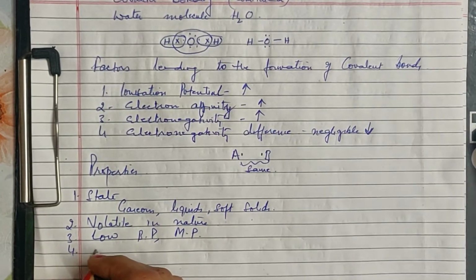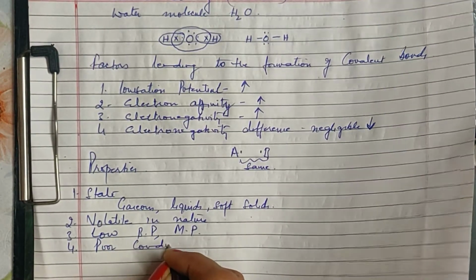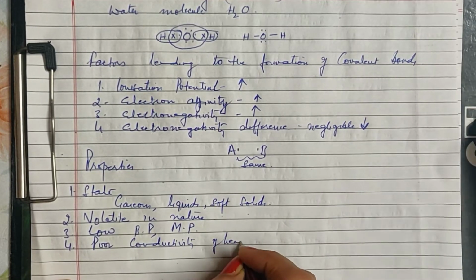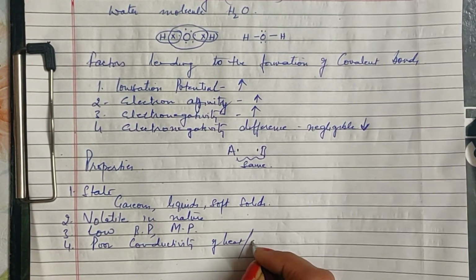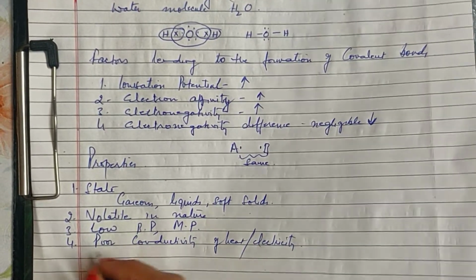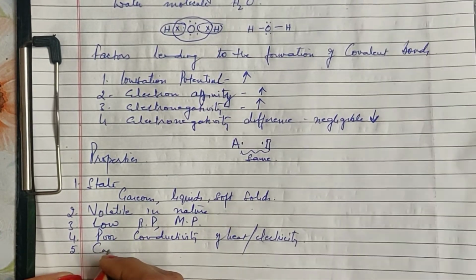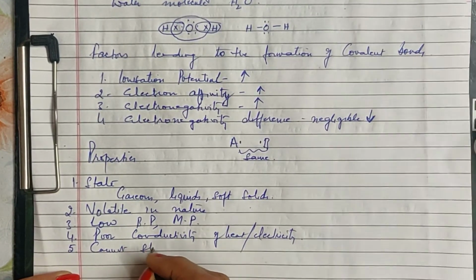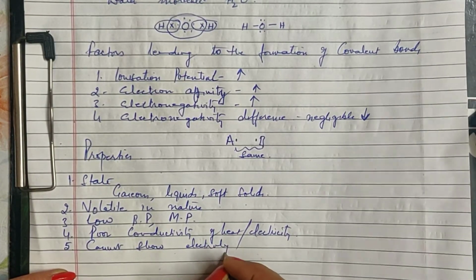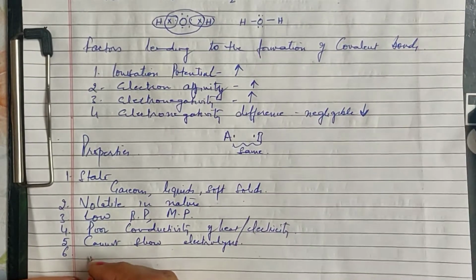Their conductivity is very poor. It may be the conductivity of heat or of electricity. Both ways these compounds are poor conductors of heat and electricity. And then they cannot show electrolysis because there is no charge separation in them. The ions will not be separated. They cannot move towards the respective electrodes.